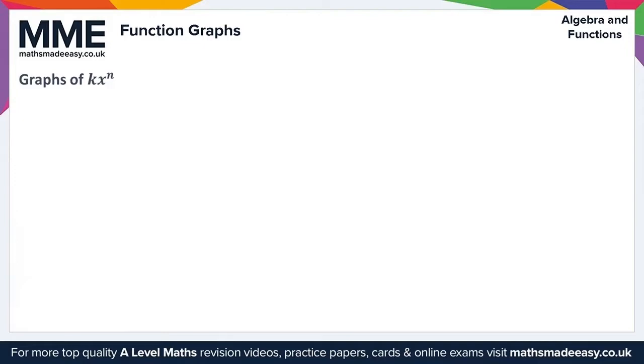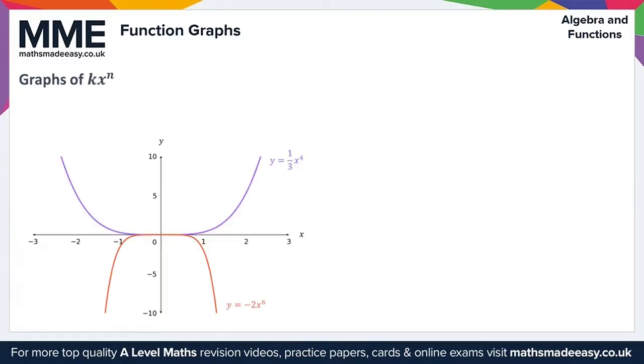To start with, let's take a look at graphs of kx to the power of n. Now graphs of this form have the same basic shape, however the values of k and n affect how they look. So let's take a look at some examples now.